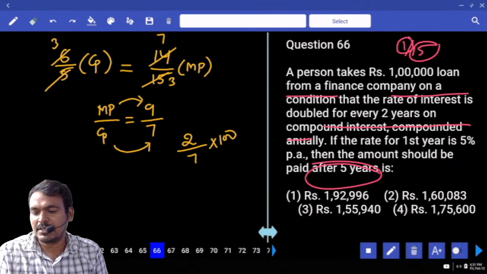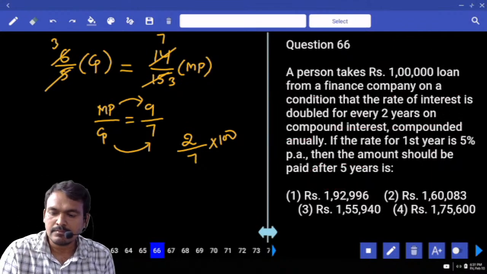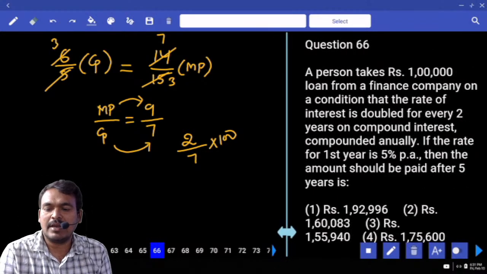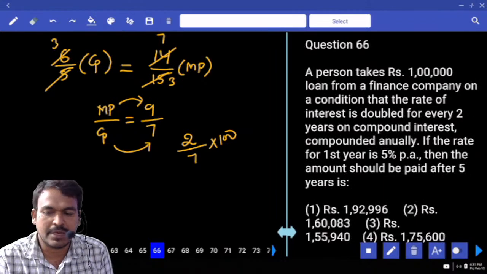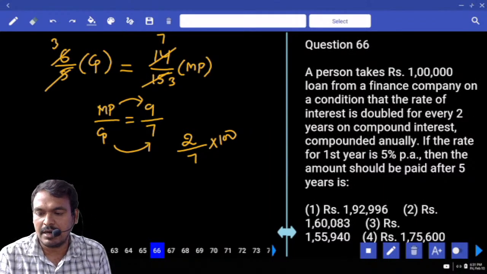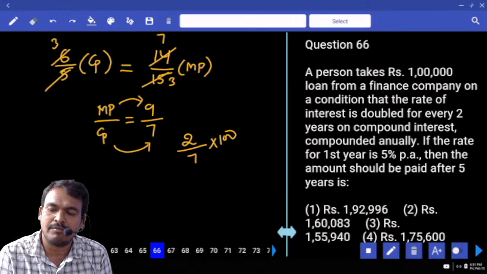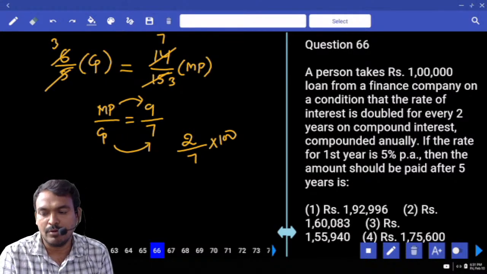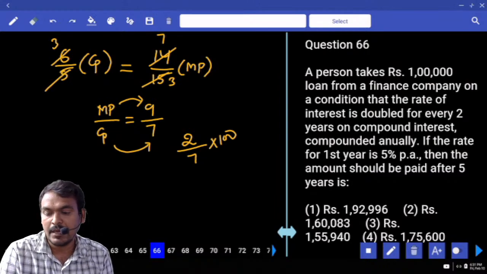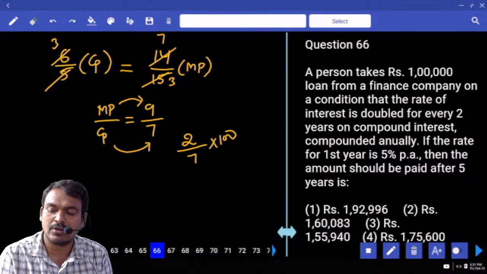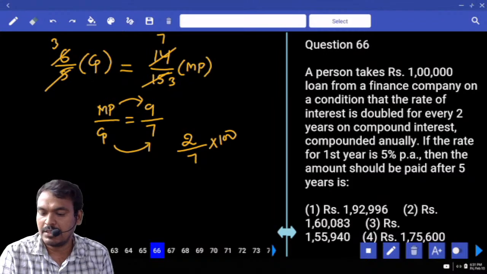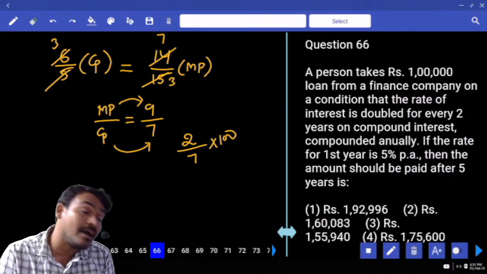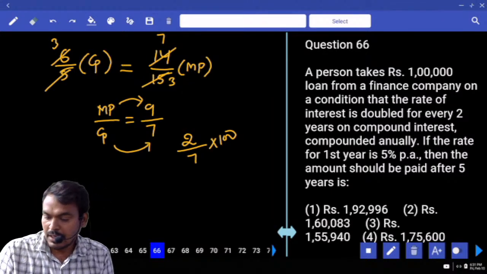Next question number 66. A person takes 1 lakh loan from a finance company on a condition that the rate of interest is doubled for every 2 years, on compound interest or simple interest? Compound interest compounded annually. If the rate of interest for the first year is 5% per annum, then the amount should be paid after 5 years, or not?